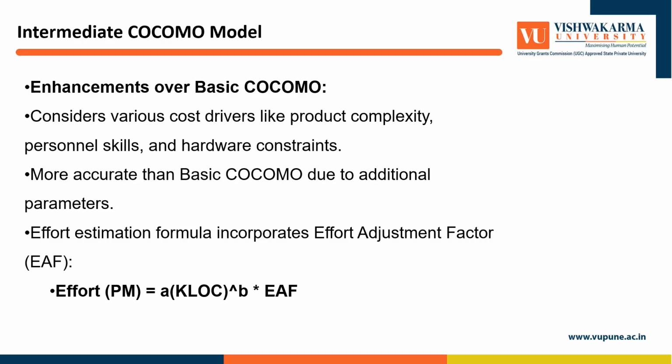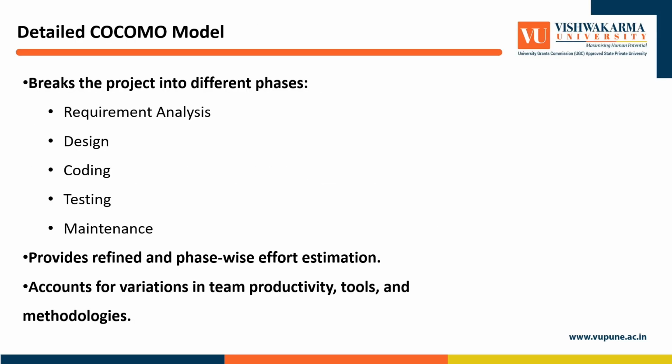Detailed Cocomo. Now we move to the most sophisticated version, Detailed Cocomo. This model breaks the project down into subsystems or modules and evaluates each one separately. It considers the impact of cost drivers at each phase of development, like design, coding, and testing. This model is especially useful for large and complex projects where accuracy is critical.